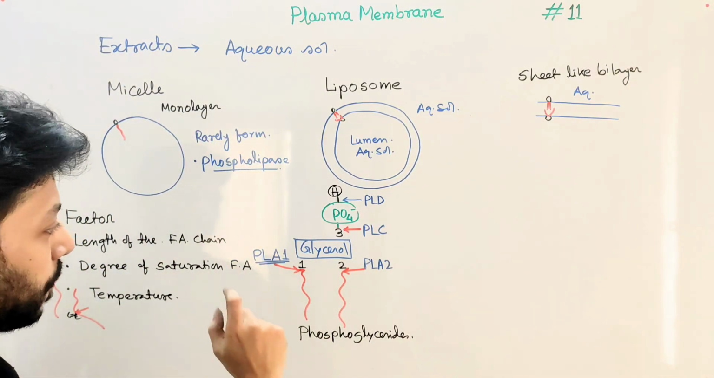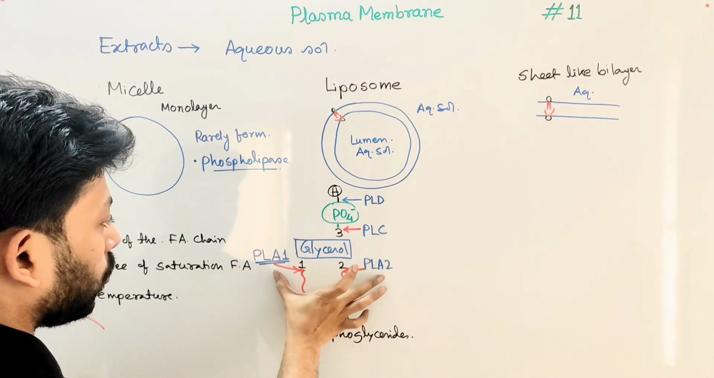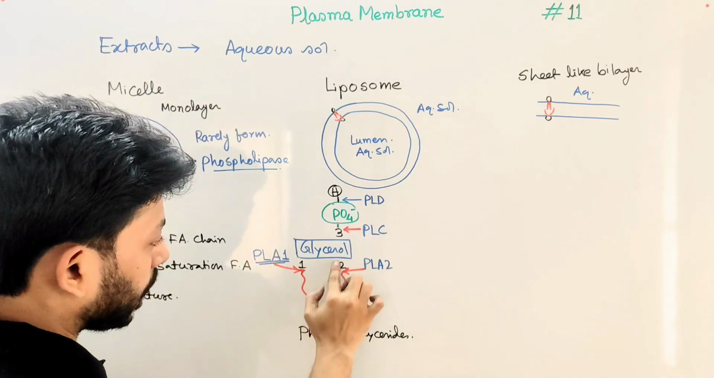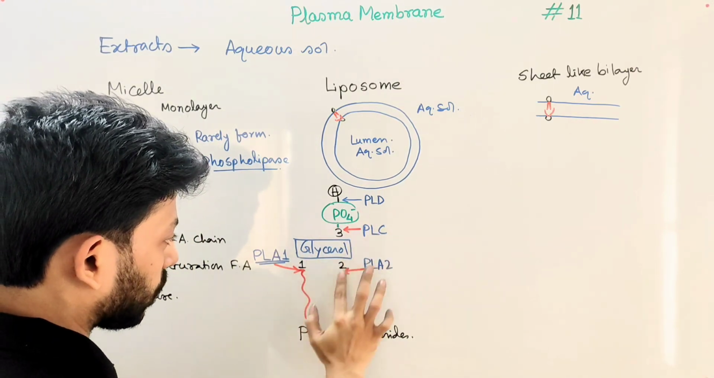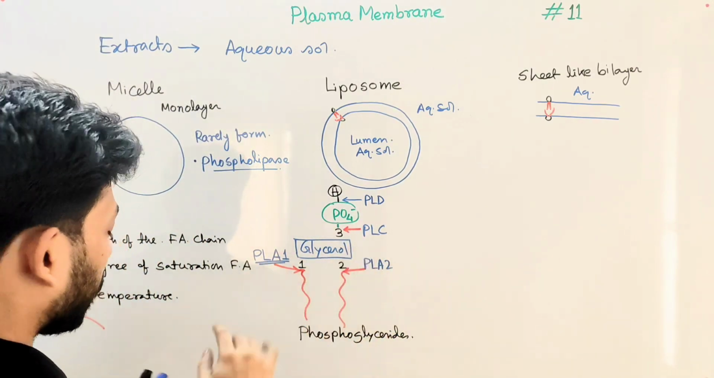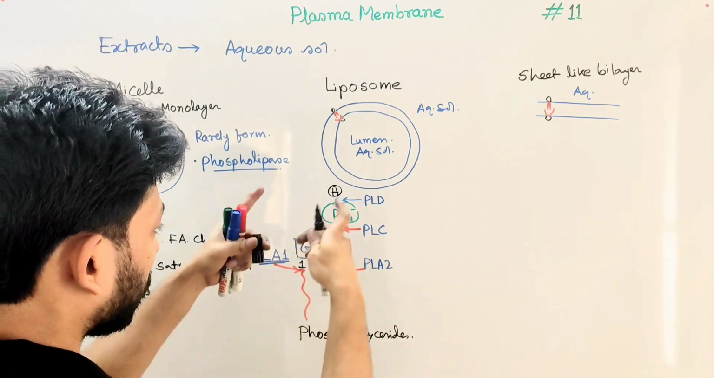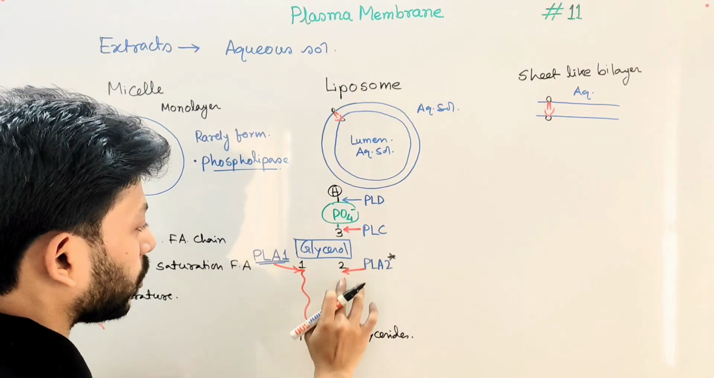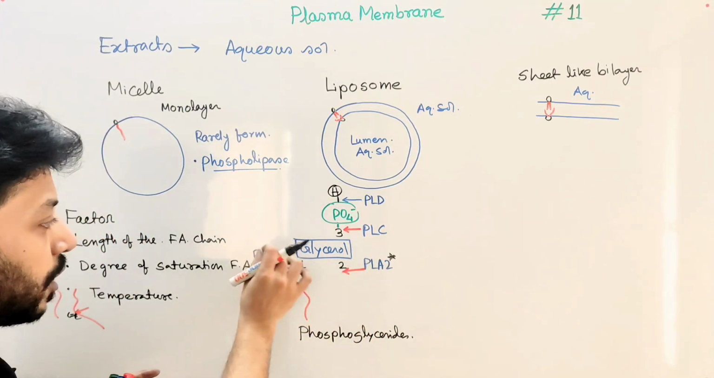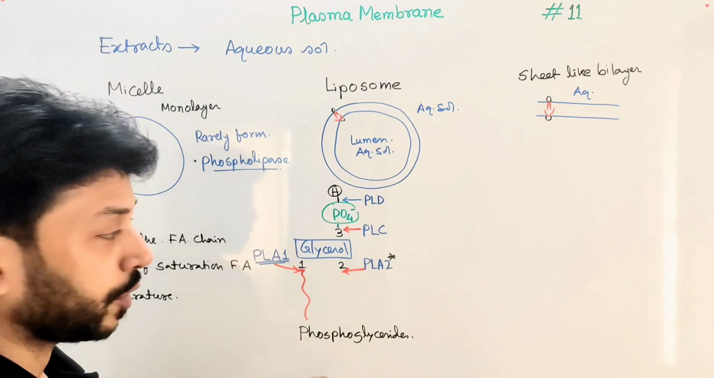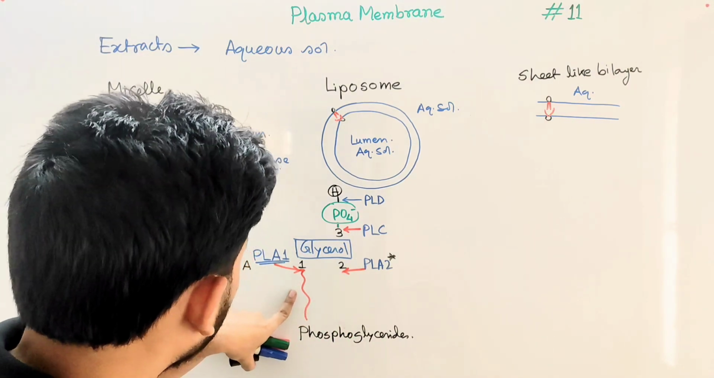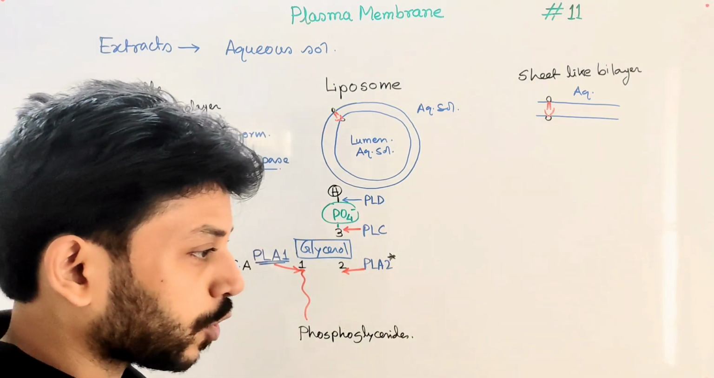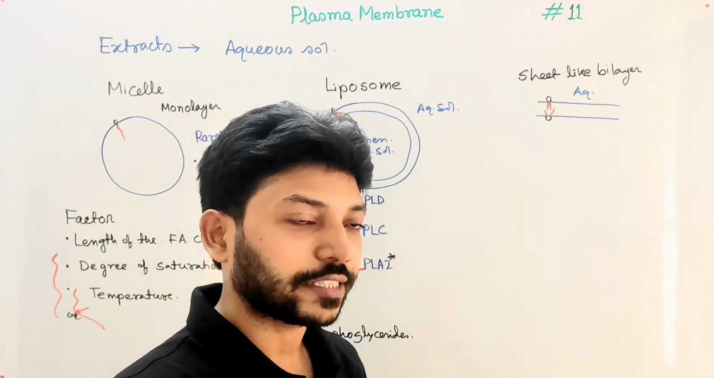Now, if you treat with PLA1 or PLA2, you can remove the fatty acids from this structure. Let's suppose I treat this structure only with PLA2, then the structure will look like this. It will not have the second fatty acid. If you cut with PLA1, then the first fatty acid will not remain, so it will have only a single fatty acid. And as I have mentioned, in the micelle, the lipid can accommodate only one fatty acid chain.